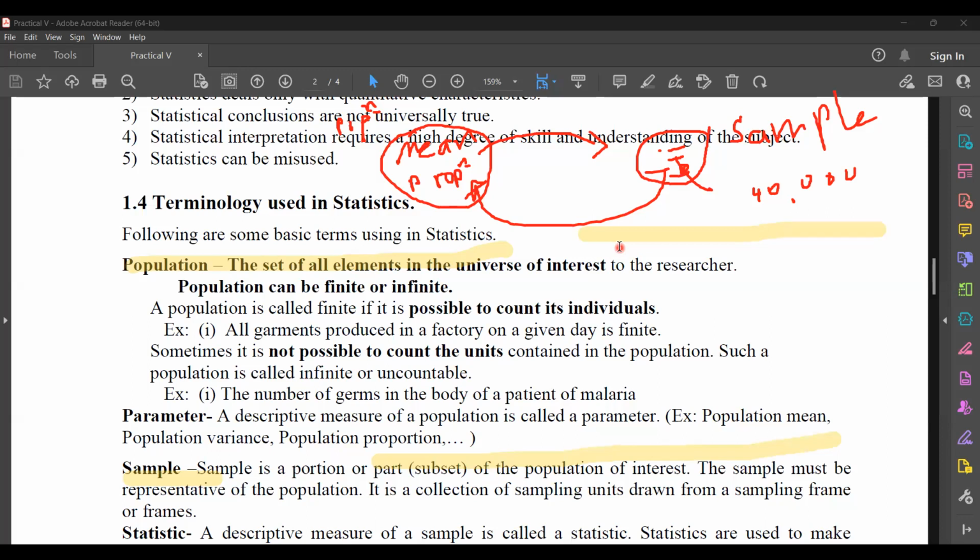For example, if I want to study the average weight of your group, the students in this group, right? I want to study the average weight of the students of this group. So then what is the population there?